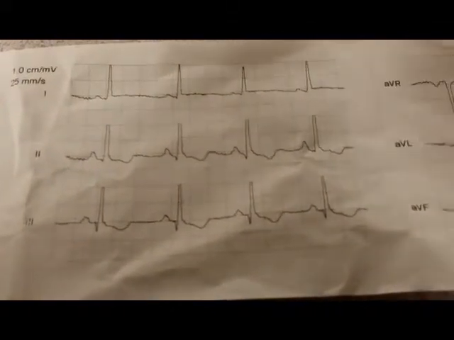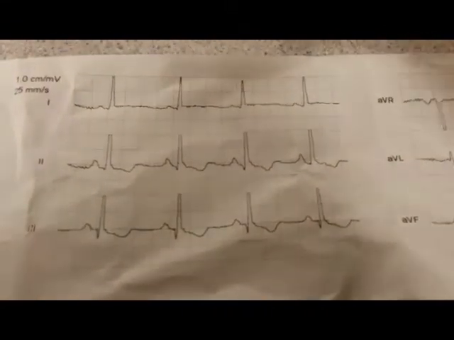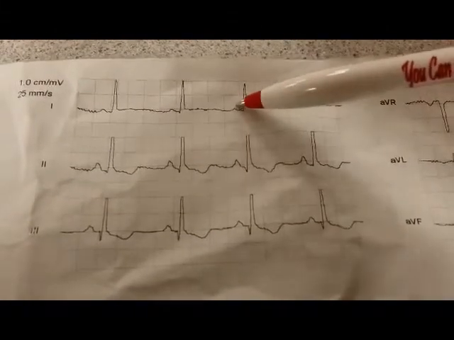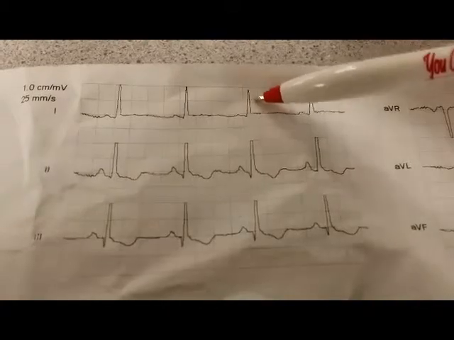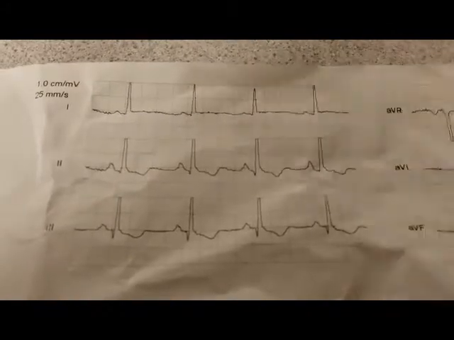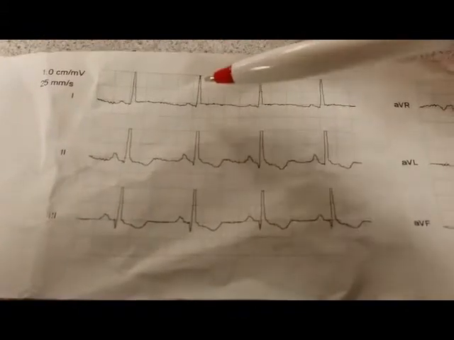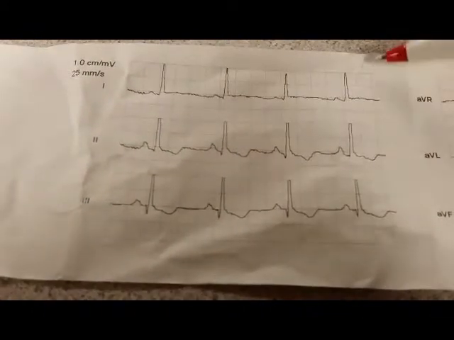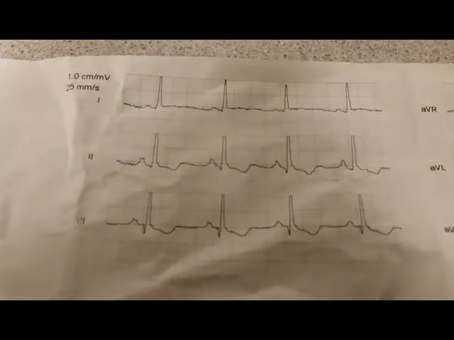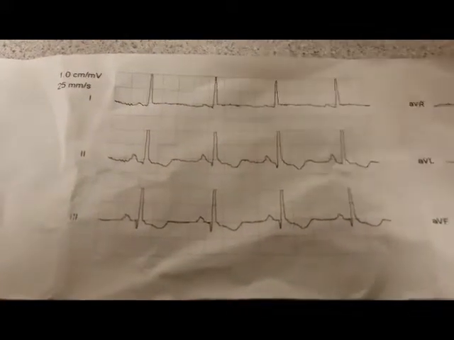All right, so if we look at this strip, it's normal sinus rhythm. And we can tell that because we've got a P wave, we've got a PR interval, a QRS complex, and a T wave. Also, the R to R interval, from this point here to this point here, is the same distance, and it carries that out the whole length of the strip. So that would be a normal sinus rhythm.